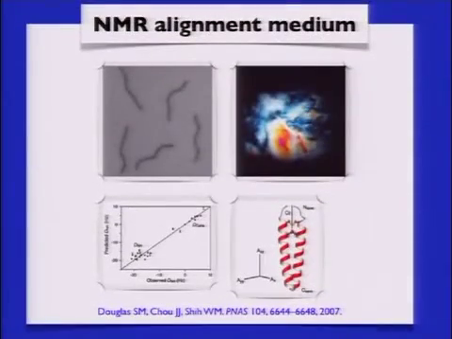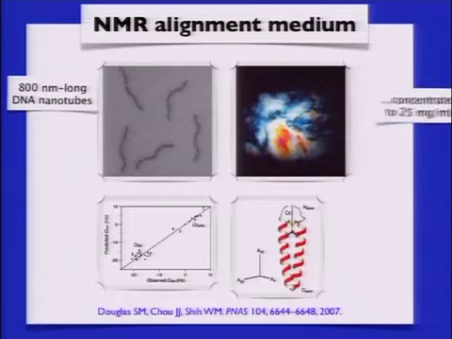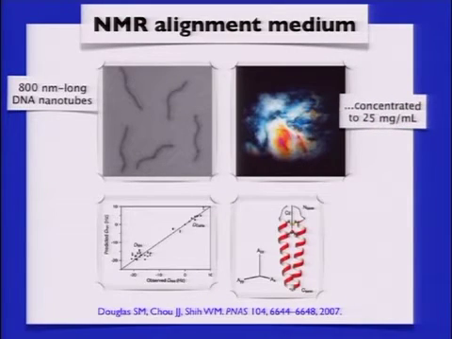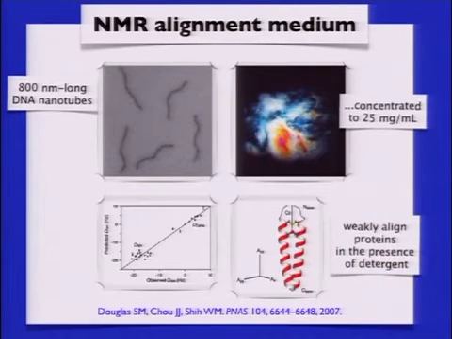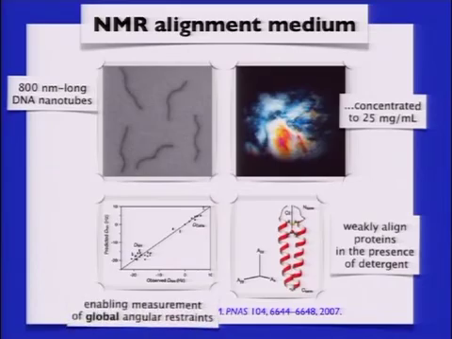I'd like to mention that we're quite happy that we actually have one application that really works. It turns out that these DNA nanotubes are useful for solving the structure of membrane proteins using solution NMR approaches. And I don't have time to explain to you how this works. It's based on the idea that the nanotubes will naturally form dilute liquid crystals when you concentrate them, and that's useful for aligning the membrane proteins. But if anybody's interested, I'd be happy to talk about this more offline.